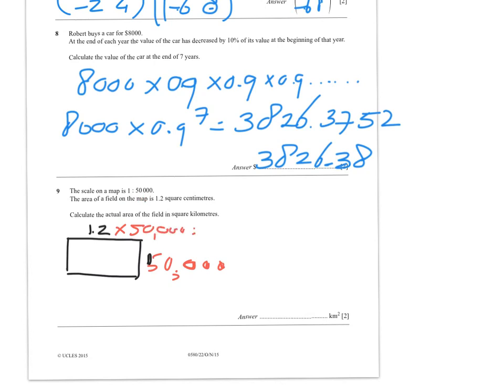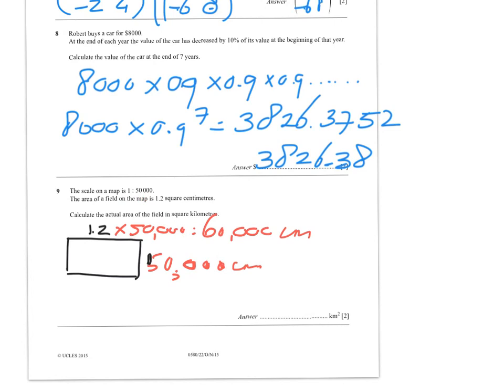life. So 1.2 times 50,000 equals 60,000 centimeters. So in real life, that field is going to measure 50,000 centimeters by 60,000 centimeters. But they want the area in kilometers squared. So before I find the area, let me first convert those centimeters into kilometers.